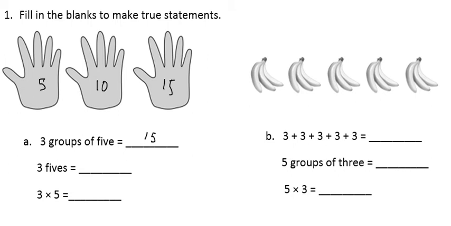Another way to look at that is 3 5s is equal to 15. Or 3 times 5 equals 15. So all 3 of these statements mean the same thing.